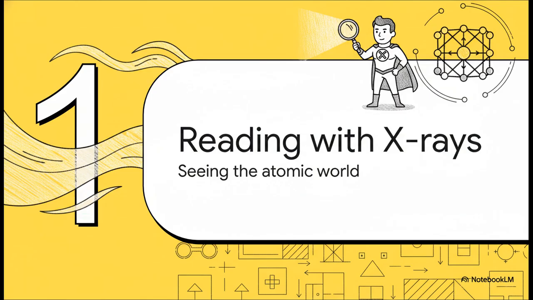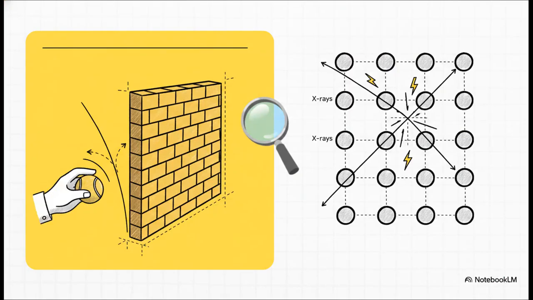And this is where we meet the hero of our story, X-ray diffraction, or as we call it, XRD. This is the amazing tool that lets us finally read the atomic blueprints of matter itself. So, how does this thing work?